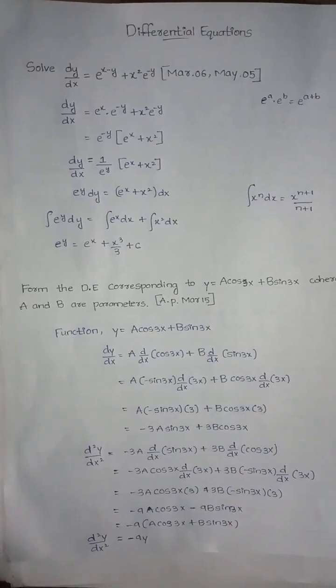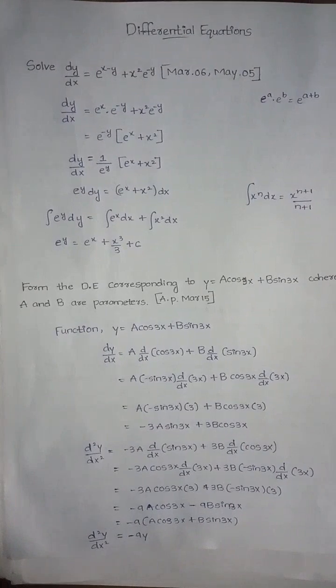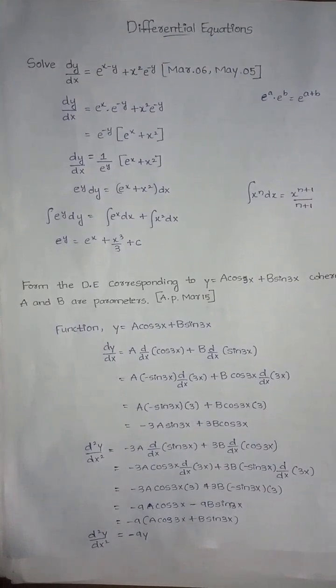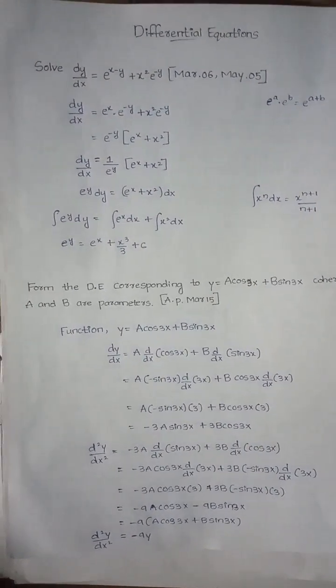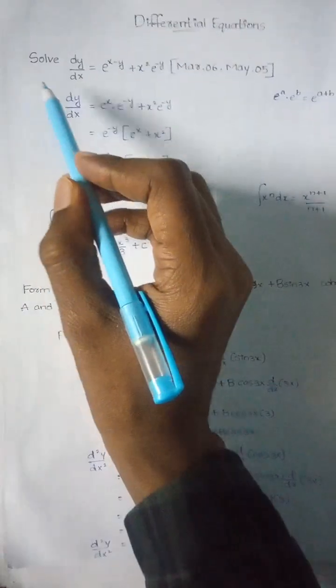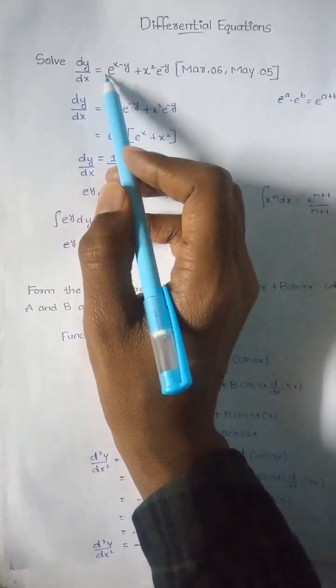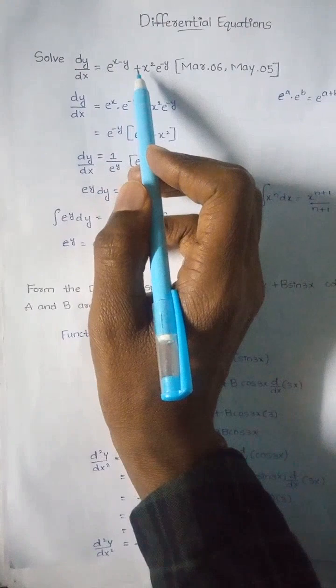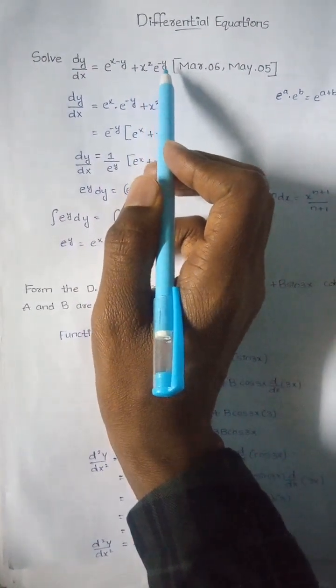In this class, we will see previous questions which were asked in the public examinations from the chapter Differential Equation. Solve dy by dx is equal to e power x minus y plus x square into e power minus y.